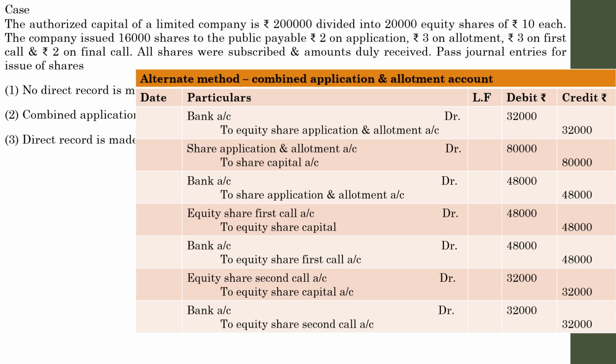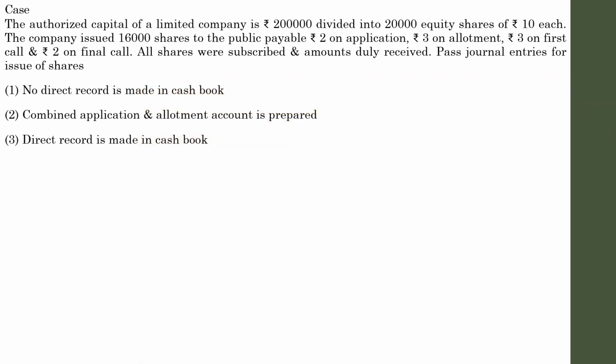So now let us go to the next one. When a direct record is made in the cash book, that means instead of writing the journal entry for the bank transactions or cash transactions, you will directly post that particular entry in the respective cash book. So you need not write down or pass that particular journal entry. But remember, you have to pass all other due entries, but in case of bank entries, you have to directly post it in the cash book. No entry has to be passed. So let us go to the second method.